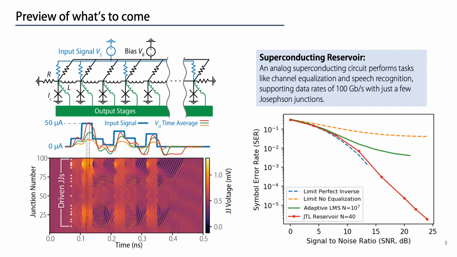The superconducting reservoir is capable of doing channel equalization at speeds around 100 gigabits per second, with just a few Josephson junctions, or a few tens of Josephson junctions, which are easily fabricatable. This sort of performance can also be seen in other tasks such as parity calculations, speech recognition, and more.